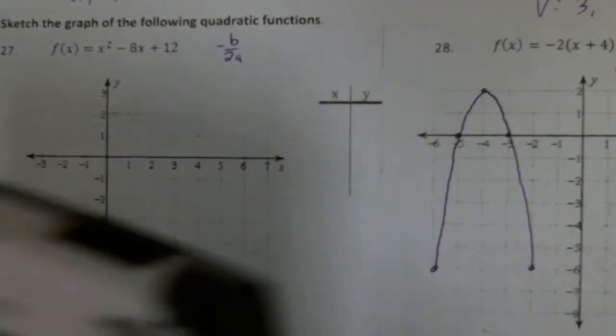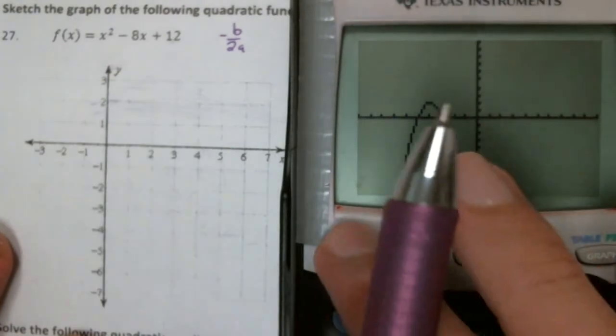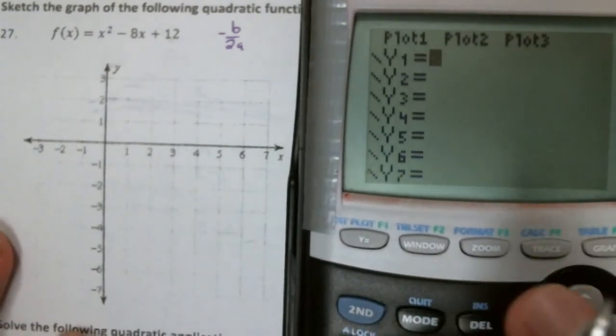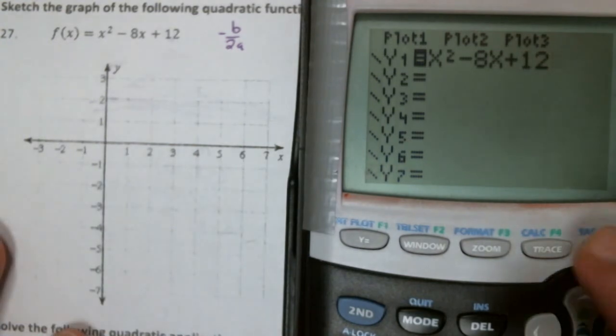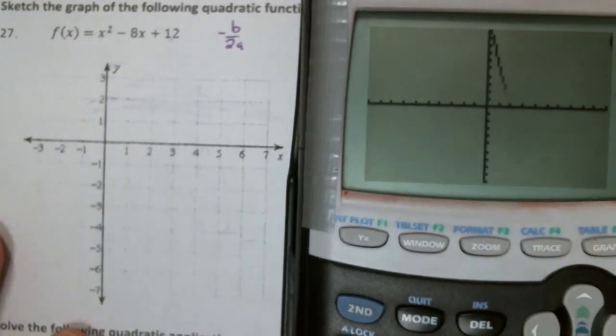Or we can just use Mr. Spidey again like we've been doing. So let's plug this in. X squared minus 8x plus 12. I can do this so much faster than the manual way. Let's graph it, see what it looks like.